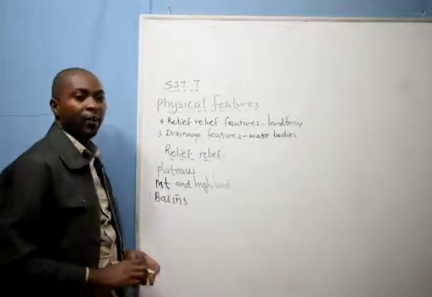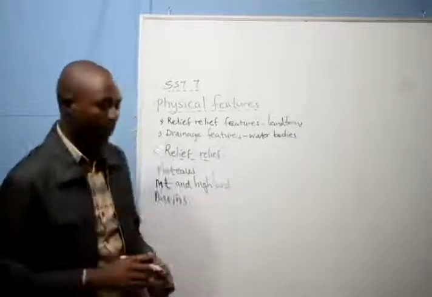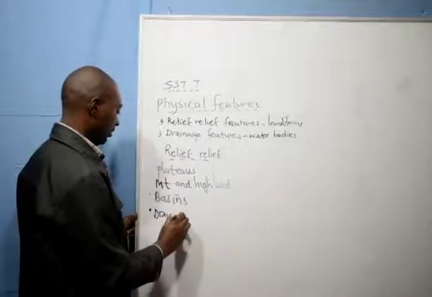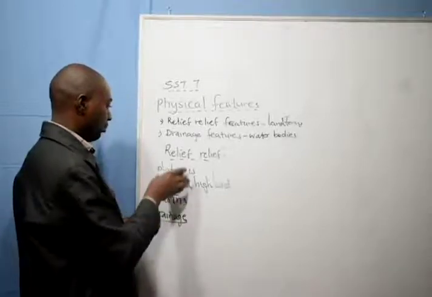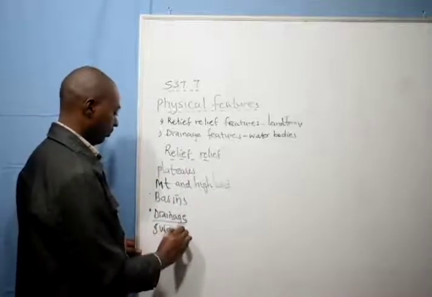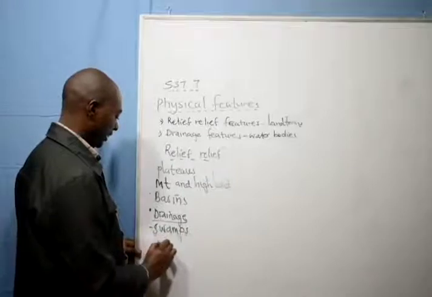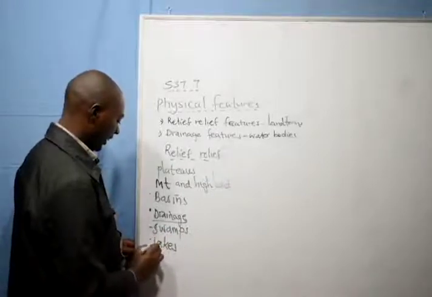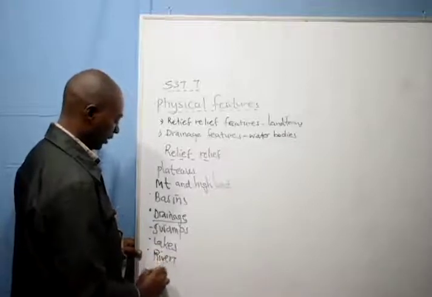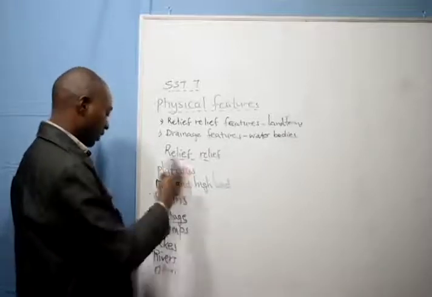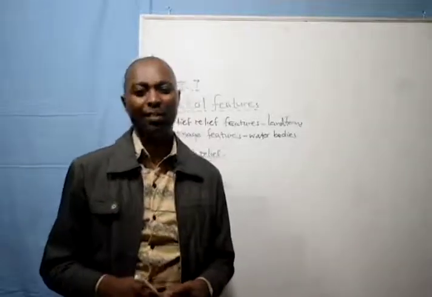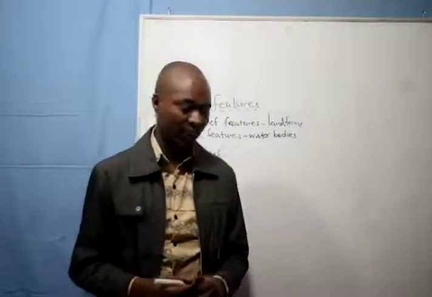Then from there, we can now get deeper to discuss the drainage features. From this, I'll extract more features. You can start with the swamps. You can mention the lakes, oceans and seas, and rivers. All this, when discussed, we are talking about the physical environment, the physical features.